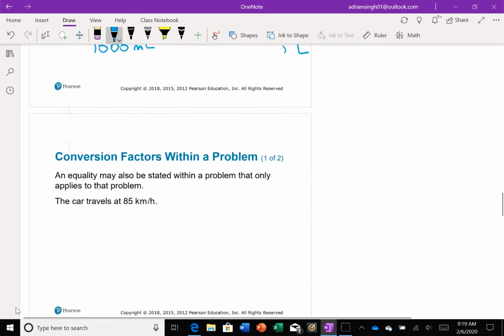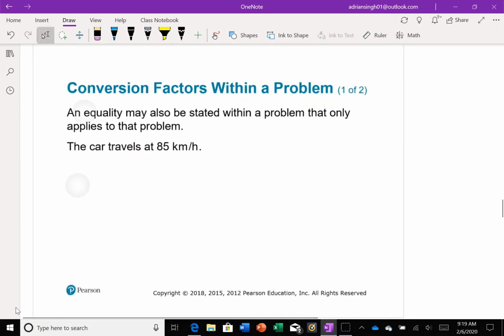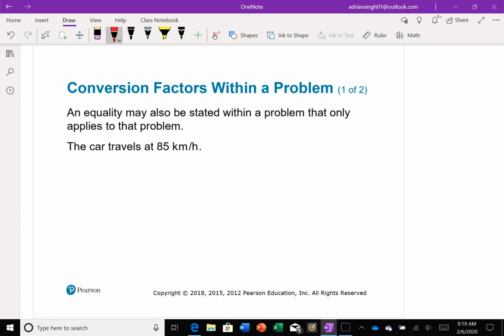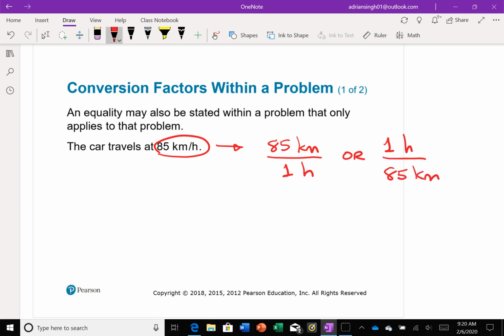Now we can also get conversion factors from within a problem itself that you're posed with. So for instance, let's say that you're told that a car travels at 85 kilometers per hour. Okay, this is the same thing as saying 85 kilometers per 1 hour. Right, and if you take a close look at that, that looks just like one of the conversion factors we saw previously. We can take this and we can do the same thing that we did to a conversion factor. We can flip it to get the other one.